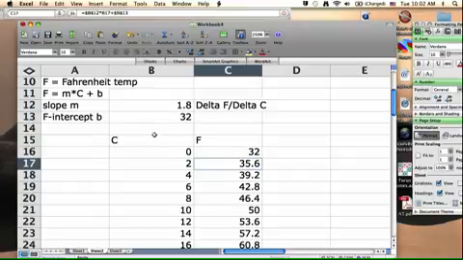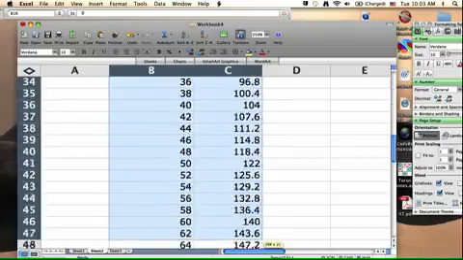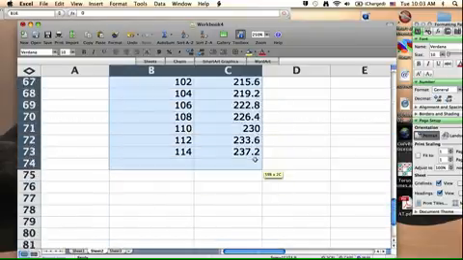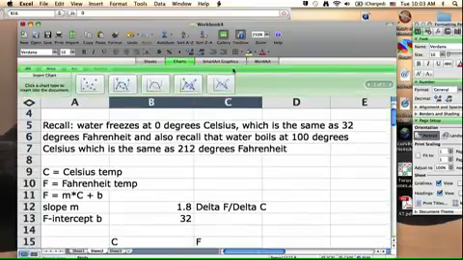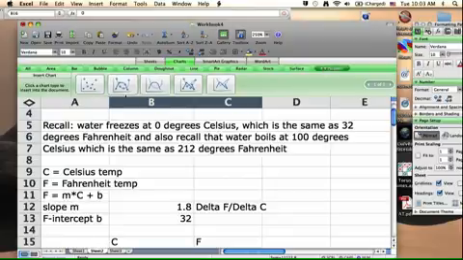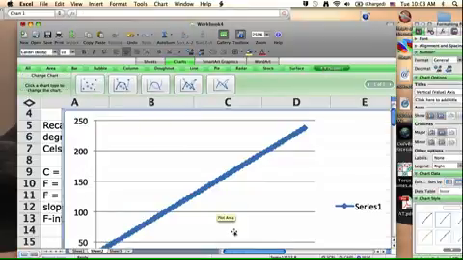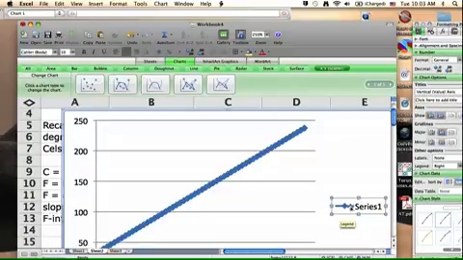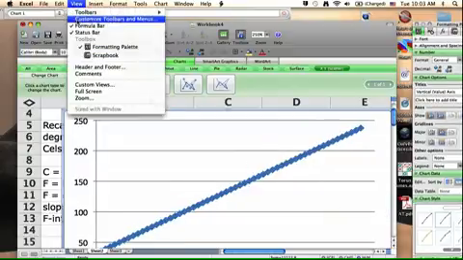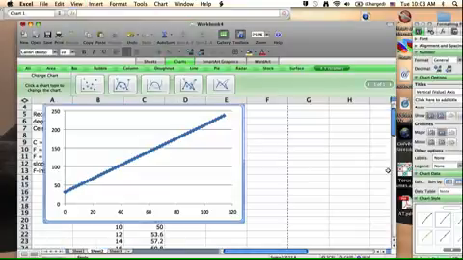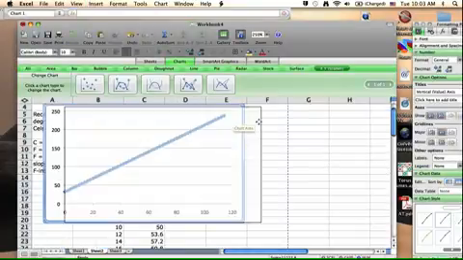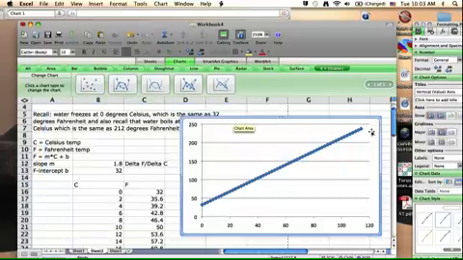Let's look at the graph of this. Okay, we'll just focus on the numbers this time. Highlight those, go to my charts, scatter. There we go. It graphed a lot of points. Zoom out a bit. There's my graph of Fahrenheit, which would be on the vertical axis as a function of Celsius temperature.